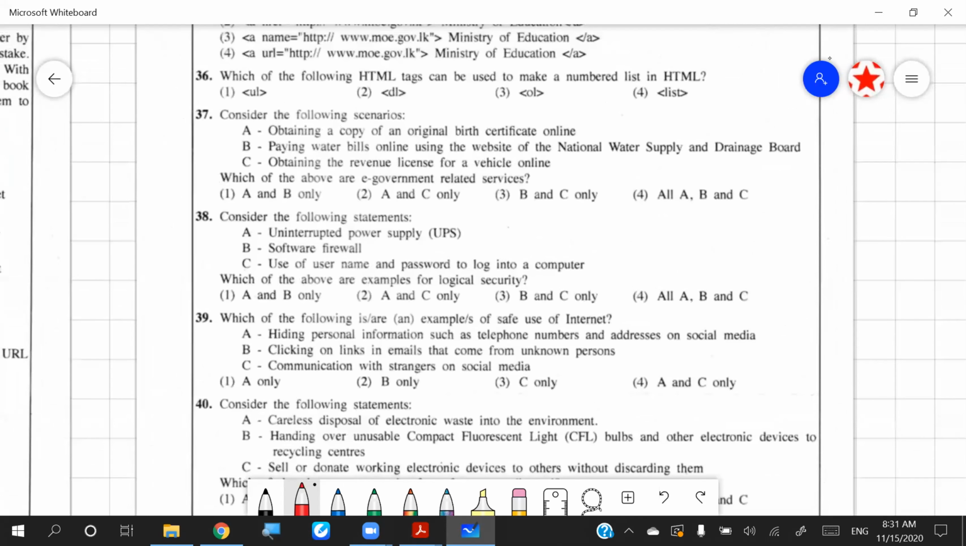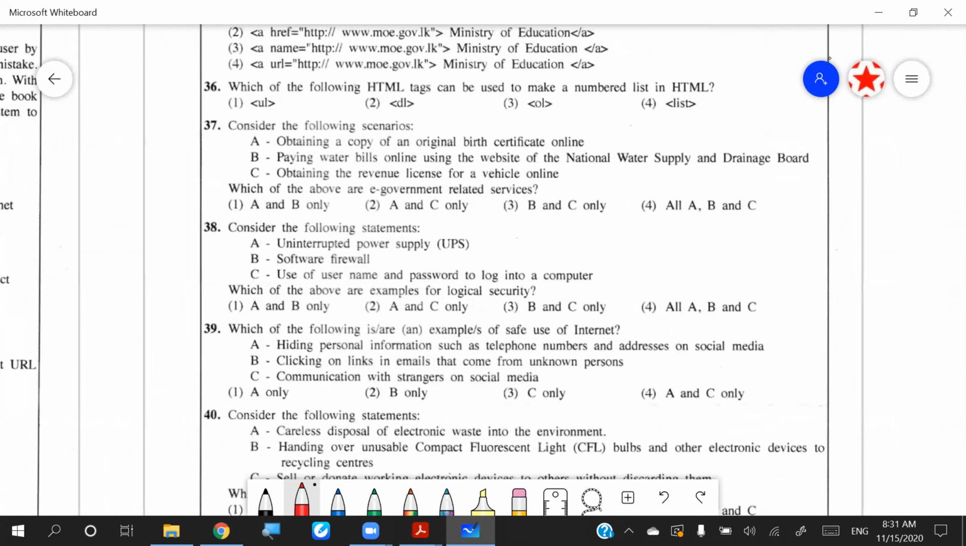The 37th says, consider the following scenarios. A, obtaining a copy of an original birth certificate online. B, paying water bills online using the website of the National Water Supply and Drainage Board. C, obtaining the revenue license for a vehicle online. Which of the above are e-government related services? Now, birth certificates are given by the government, so it is an e-government thing when we obtain them online, because it says online. So it is correct.